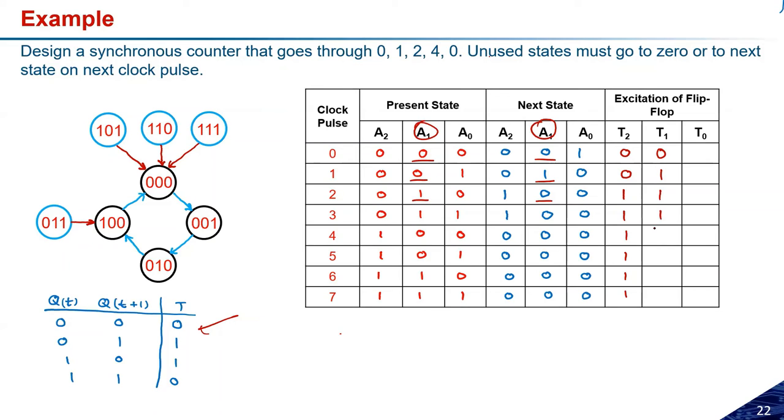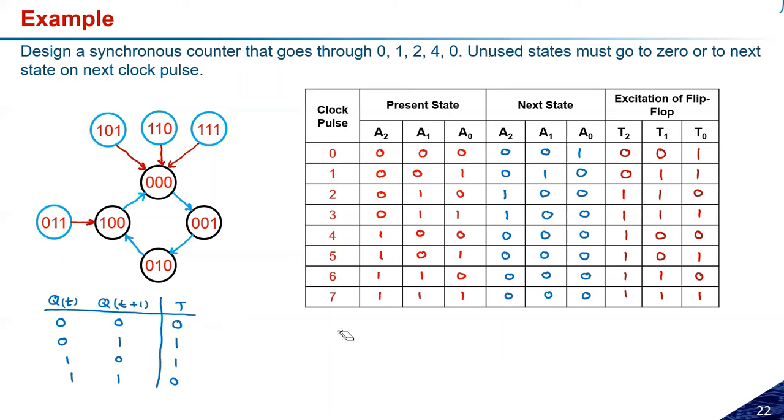So this will be one, next one will be zero, next one will be zero, then one and one. Similarly for A0, it will be like zero and one, that will give you the one, one, zero, one, zero, one, zero, and one. So this is how I can make the tables.